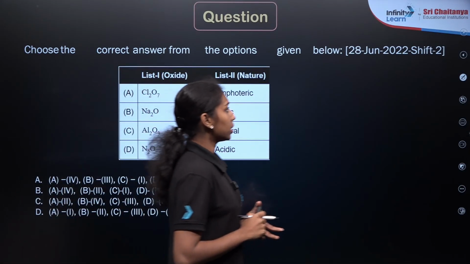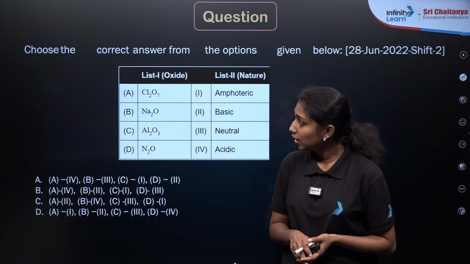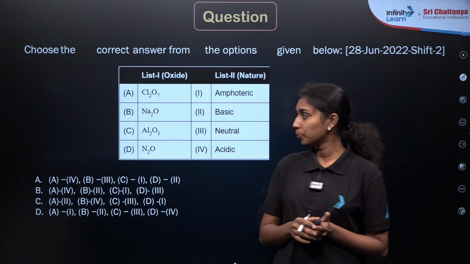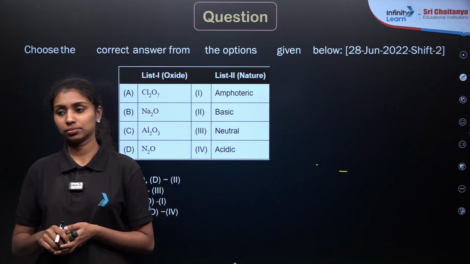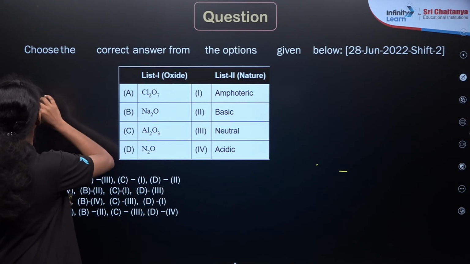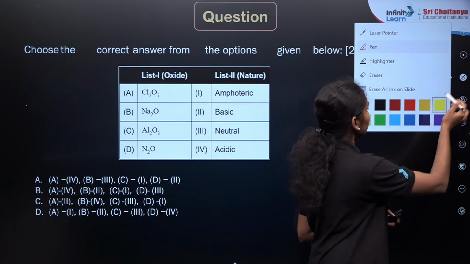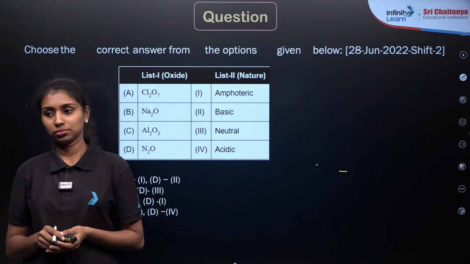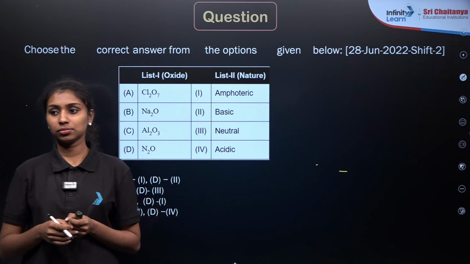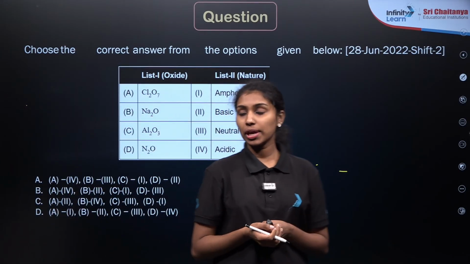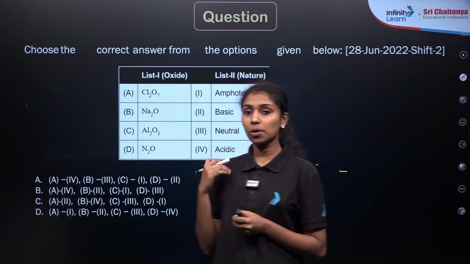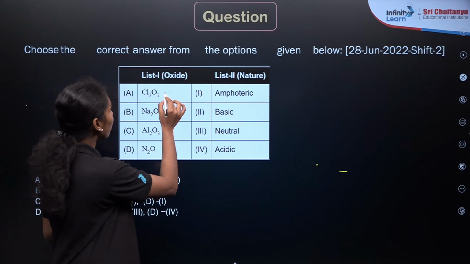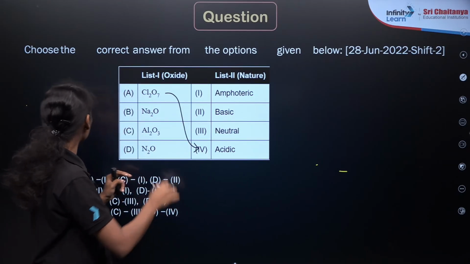Okay, now we are moving to our next question. In the last class we discussed the nature of oxides, right? So you need to match the oxides given in list 1 with their character in list 2. As we already know, metal oxides form basic oxides and non-metal oxides form acidic oxides, right? So in the case of Cl2O7, chlorine is a non-metal, so it will form an acidic oxide. So A will go with 4 here.